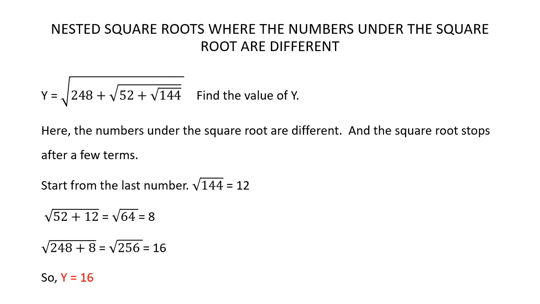Let's solve a few nested square root problems where the numbers under the square root are different. Y is equal to root of 248 plus root of 52 plus root of 144. Find the value of y. You'll notice that the numbers under the square root are different, and moreover, the square root stops after a few terms. So here, to find the value of y, first you have to start from the last number.